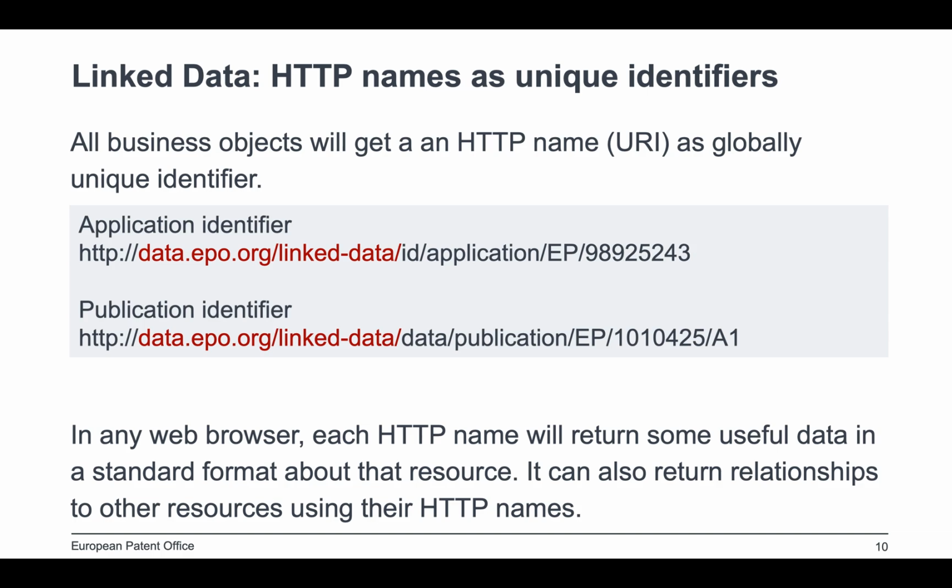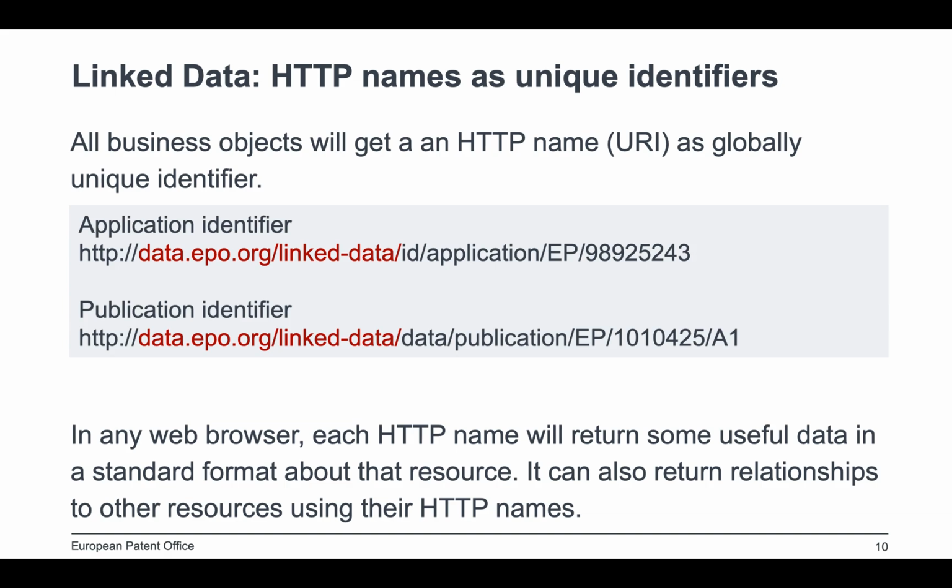And actually this identifier looks like a URL as we know it. And it sometimes serves as a URL because if you take that identifier and put it in a browser, you get information about this application and also how this application is related to other objects. Like this application might be related to this publication.